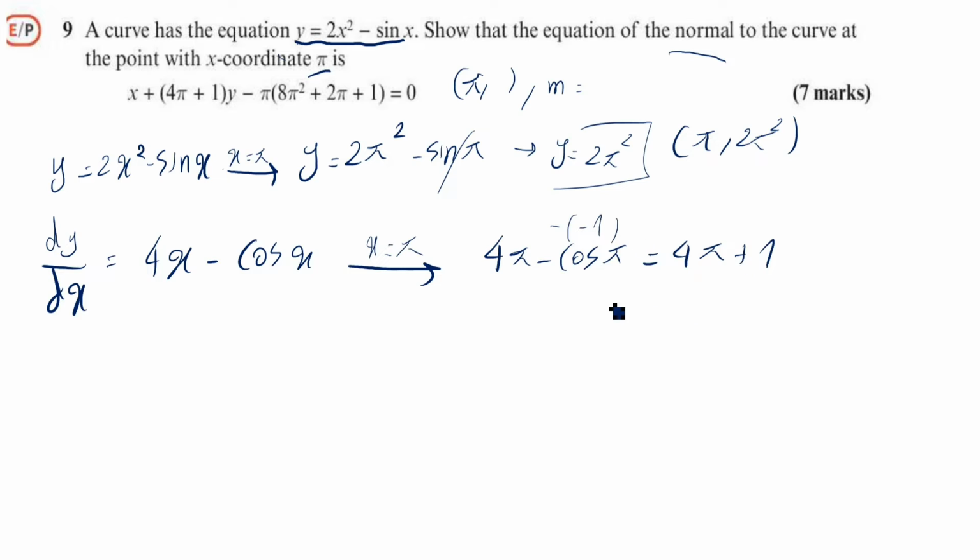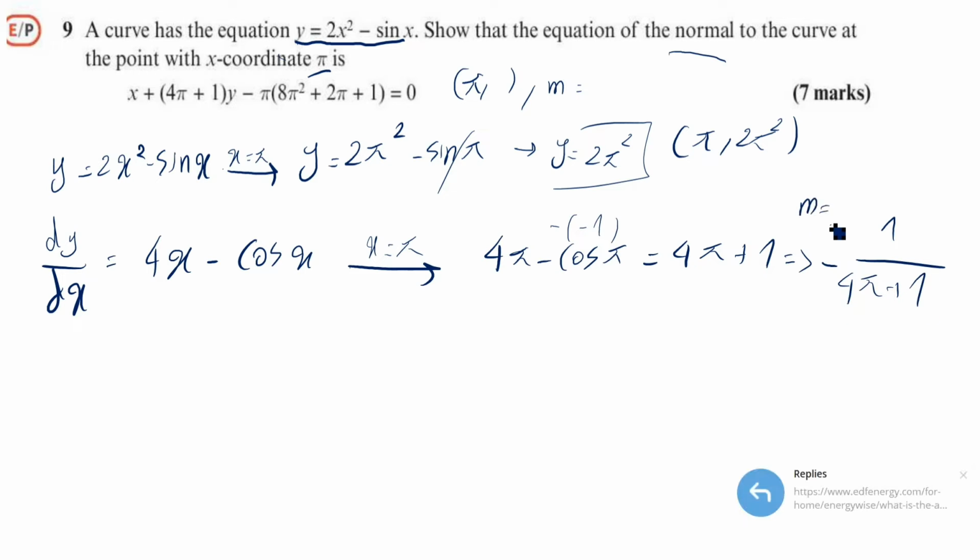But now the thing that we need to pay attention to is that we are looking for the equation of the normal. And now we've found the gradient of the tangent to the curve at that point. So whenever we want to find the gradient of the normal, we just do minus reciprocal of the gradient of the tangent. So if we do so, it's going to be minus 1 over 4 pi plus 1. So this is the gradient of the normal.